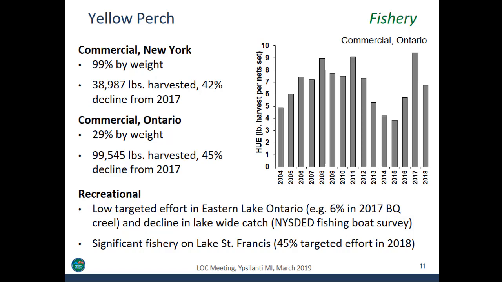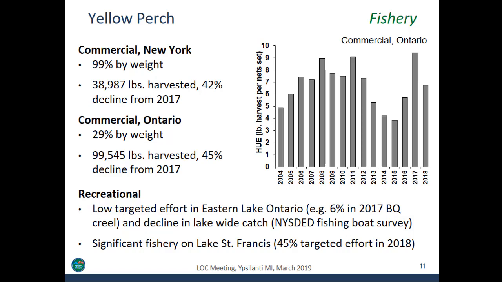That's a 45% decline from 2017. A couple of reasons for that. One, the market was really bad last year for yellow perch fishers, and the effort was really low. And if you can see on the right-hand side here, the harvest per unit effort was lower than last year. So we saw a decline in effort as well as a decline in harvest per unit effort from our fishers.